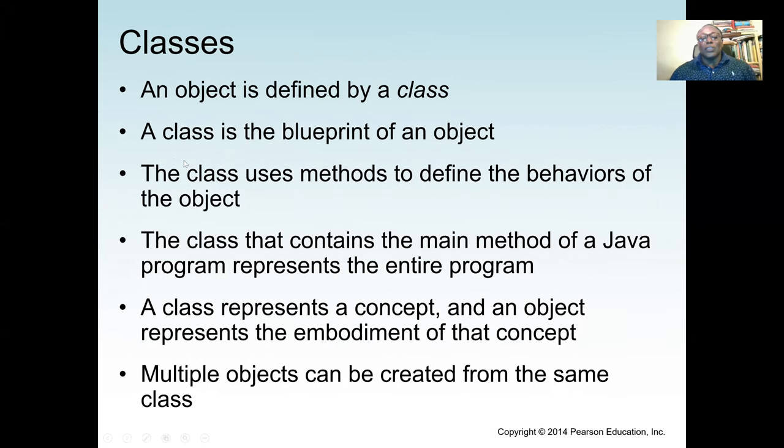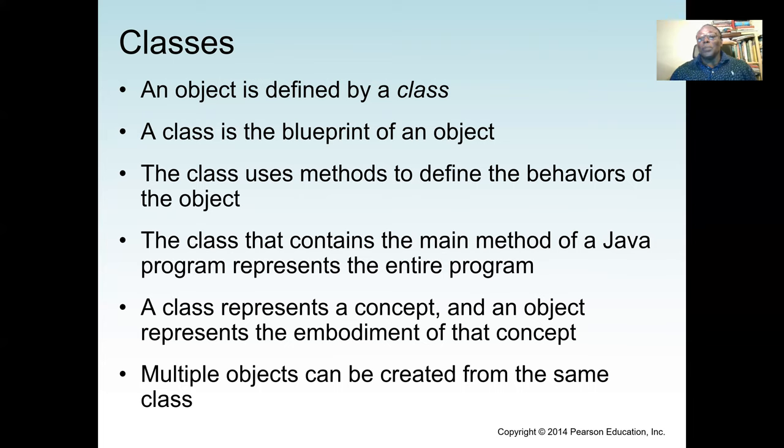So classes, as we said earlier, an object is defined by a class. So the class is like a template of an object, or here we use the term blueprint. A class is the blueprint of an object. Also, a class uses methods to define the behaviors of the object. So we know, as we said earlier, a class consists of two main things, which are the state and the behavior.